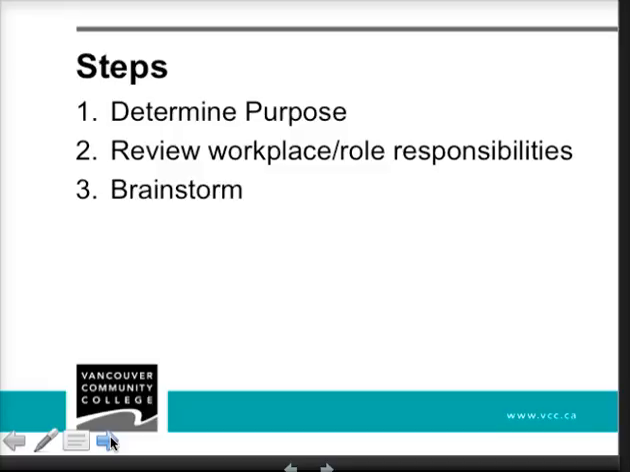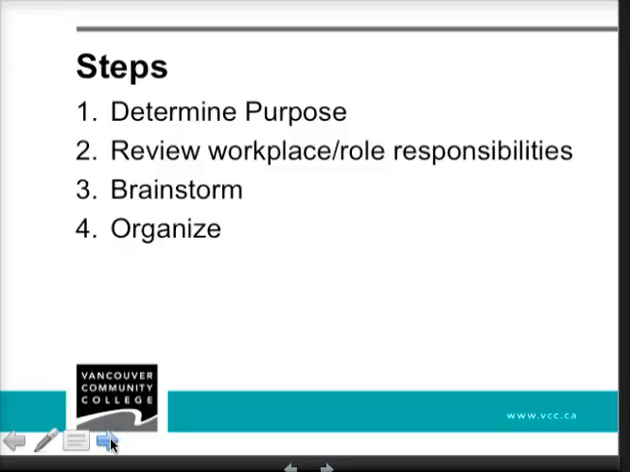The next step is brainstorm. List all the knowledge, skills, and abilities that are needed to perform the responsibilities that you identified in step 2. I suggest you use sticky notes. Begin, write with an action verb, one action verb per sticky note that's observable, measurable. Think of all the learning domains. Then put all the sticky notes on a whiteboard or wall.